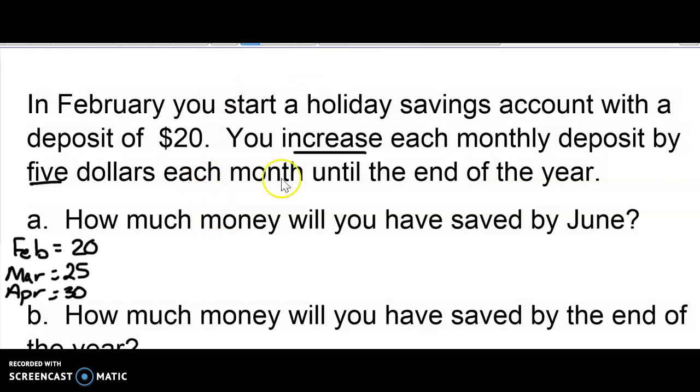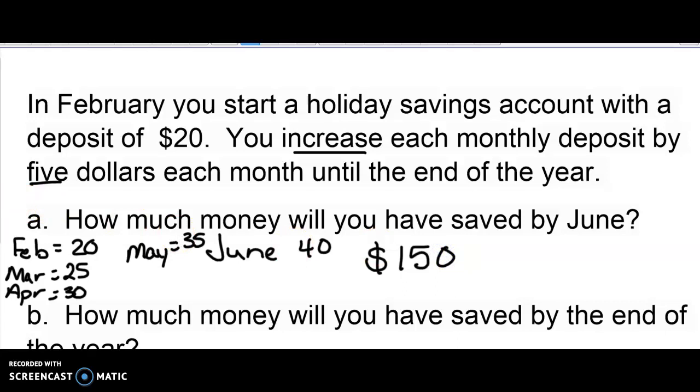For me, what I ended up getting for June was 40. May was 35. I don't have that one written down, but May was 35. And if I add all of these amounts up, then I would get that I had saved $150 by June.